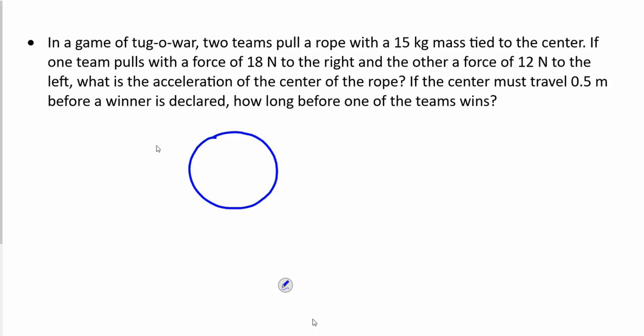So we can sketch a picture for this. Here we have the 15 kilogram mass in the center, and then the forces on either side, the 18 newton force pulling to the right, and the 12 newton force pulling to the left.